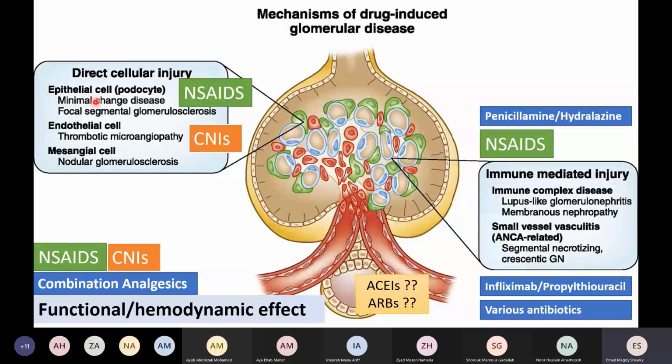Another cell which can be affected is the endothelial cell. The endothelial cell is the lining of the glomerular capillary from the inside, from the side of the blood. If this endothelial cell is injured or damaged, it will have a rough surface, and on this rough surface, the platelets will aggregate and form a thrombus inside the glomerulus in a pathology named thrombotic microangiopathy.